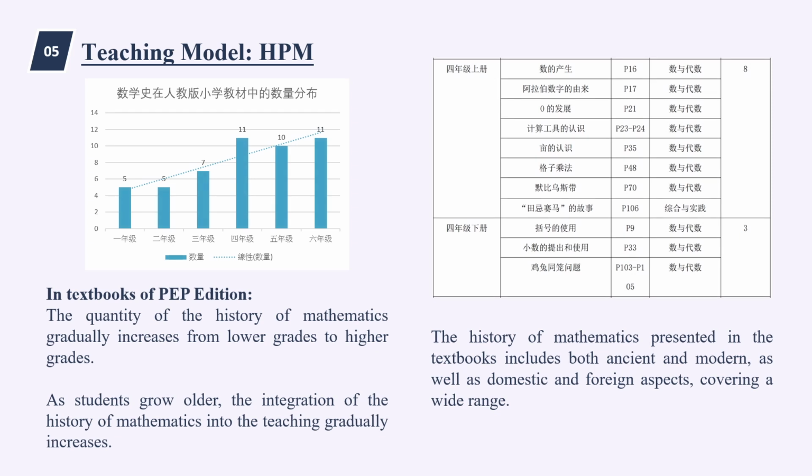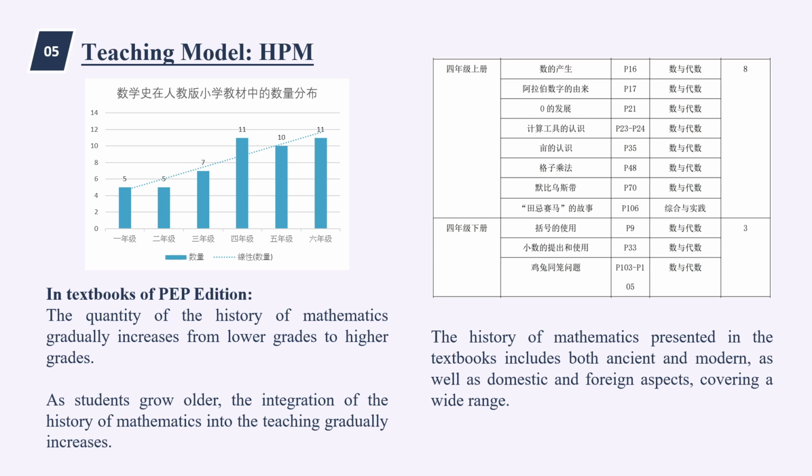In the textbooks of the PEP edition, the quantity of the history of mathematics gradually increases from lower grades to higher grades. From the time students enter primary school, they are required to perceive and understand the history of mathematics. Then, as students grow older, the integration of the history of mathematics into the teaching gradually increases during the process of their cognitive and thinking developments.